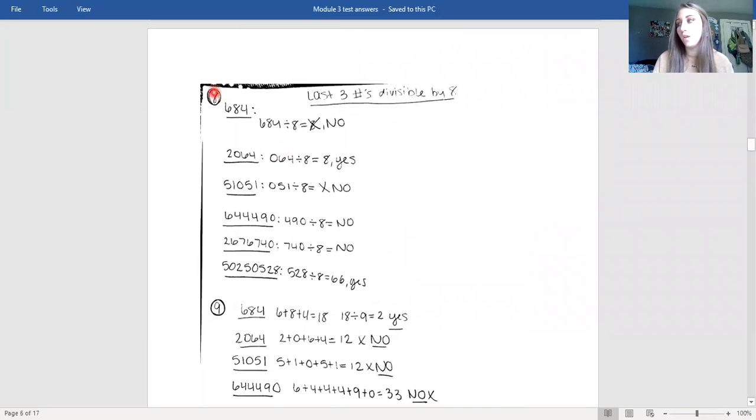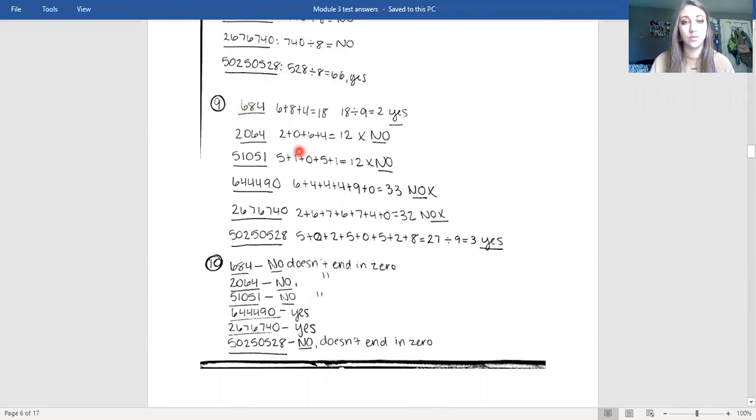Okay. Then for 8, if the last three digits are divisible by 8. This is the last number pretty much. Okay, 680, no, the last three digits. 684 divided by 8 doesn't work, so no. 2064, so we'll just do 064 divided by 8, yes, so that one works. Then we'll take 051. 051 divided by 8 does not work, so no. Then we'll take 490. 490 divided by 8 doesn't work. 740 divided by 8 doesn't work. 528 divided by 8 is 66, so yes, it works.